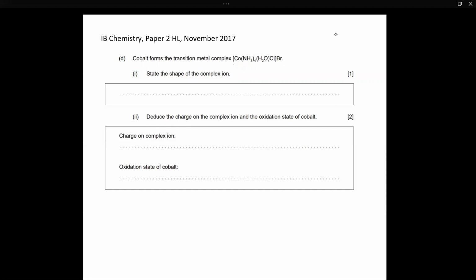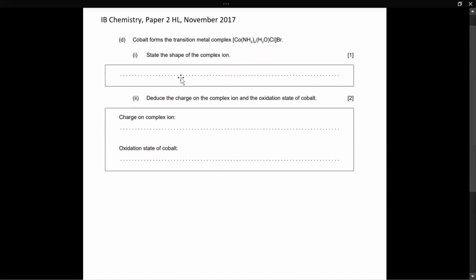The bromine is also a part of this transition metal complex, but it is not part of the complex ion. The complex ion is only what is inside the brackets. That is something you need to remember. Otherwise, you'll have some confusion in the exam. So just remember that. Now they're asking us in the first part, state the shape of the complex ion.